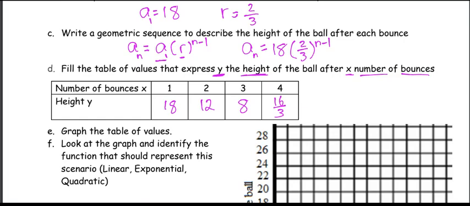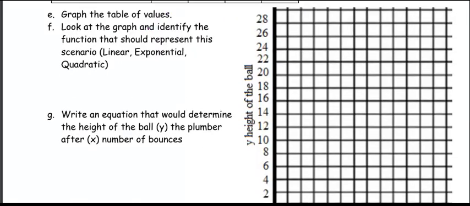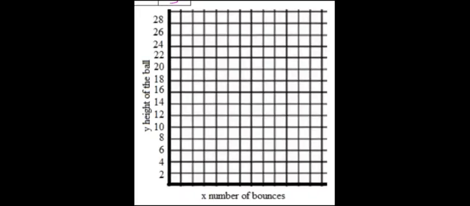Now the question is asking you to graph the table. So to graph the table, we have to put the numbers on the x-axis. We have numbers going from 1 to 4. So I'm going to do 1 here, 2 here, 3 here, and 4 here. The y-axis is labeled for us. All we need to do now is to graph.